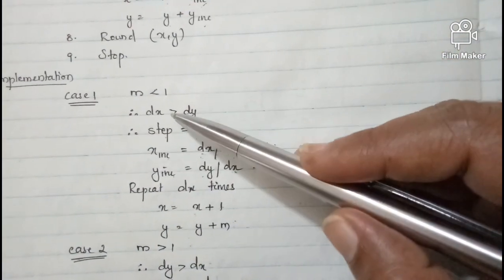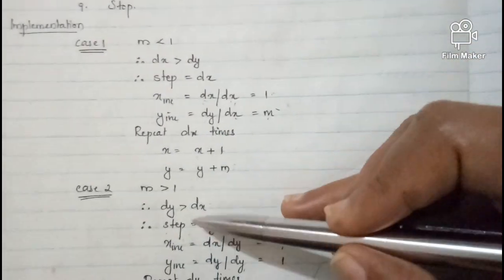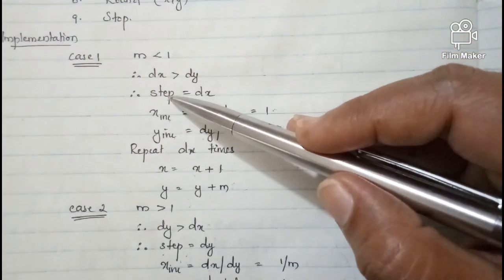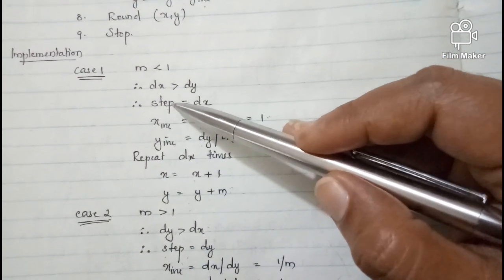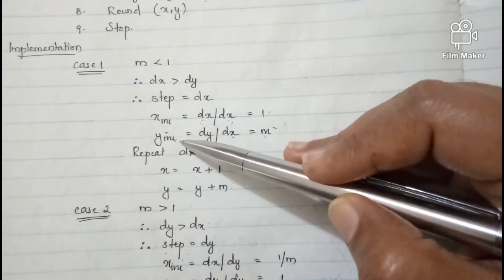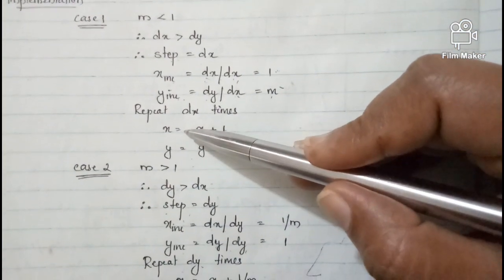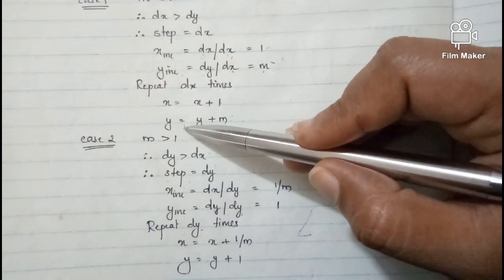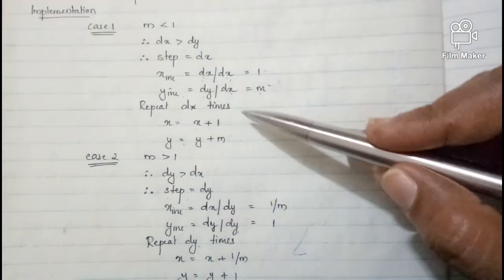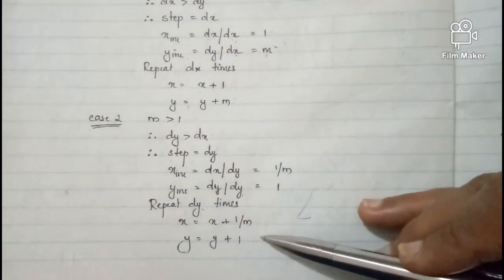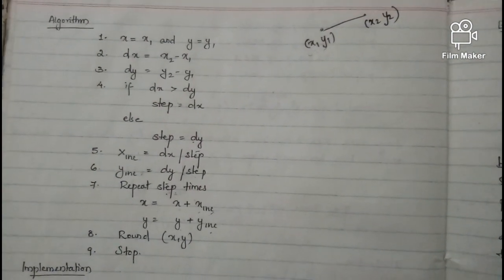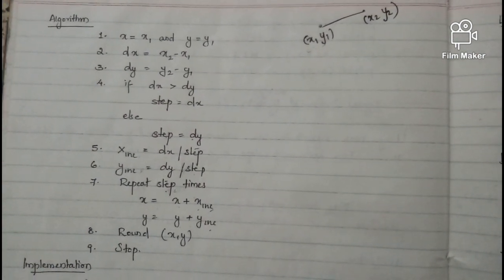Depending on whether dx or dy is greater, correspondingly the value of step will be updated, based on which x increment and y increment will be calculated. Similarly, next values of x and next values of y will be calculated. So in case 1 you will get this equation, but if it is case 2 you will get this equation. So in this way the DDA line drawing algorithm can be implemented to plot the pixels of a line.